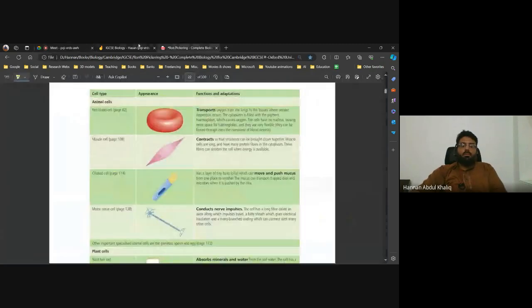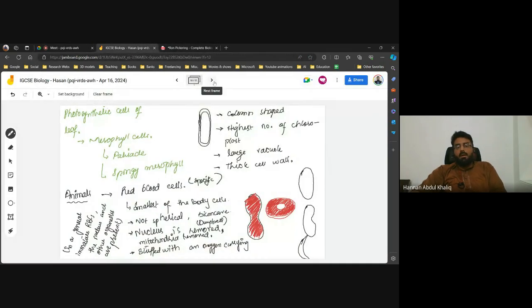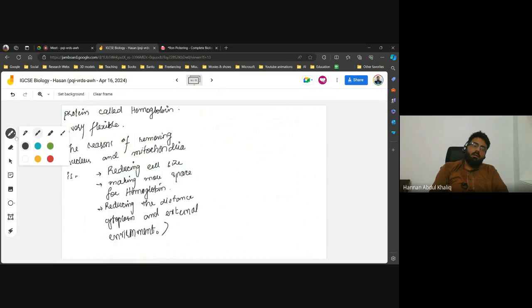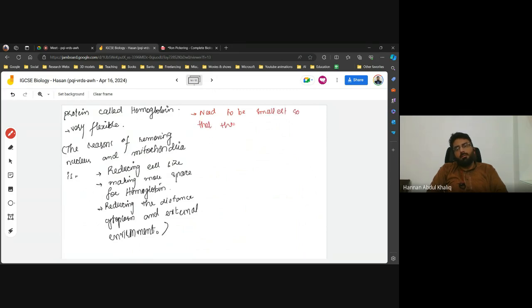Okay, so this was about the red blood cell. Another very important thing you can understand about the red blood cell is that they need to be very small, the smallest, so that they can pass through capillaries. That is really important. Otherwise, they would not be able to pass through the capillaries.